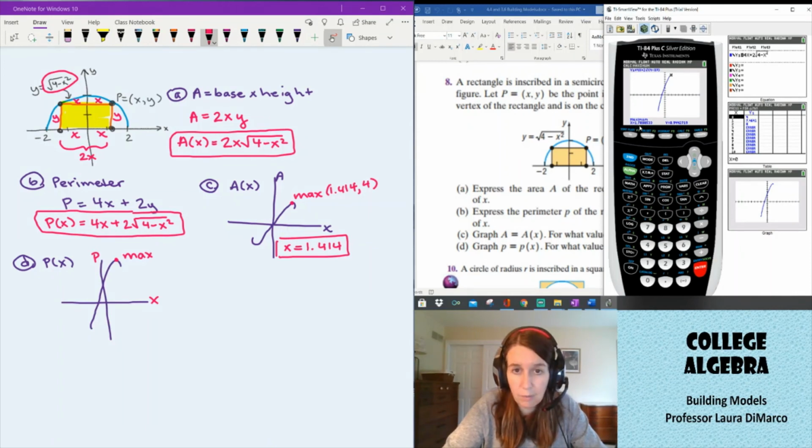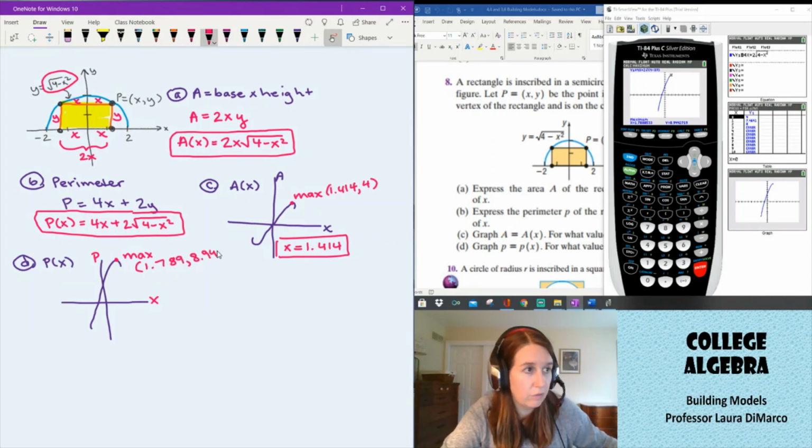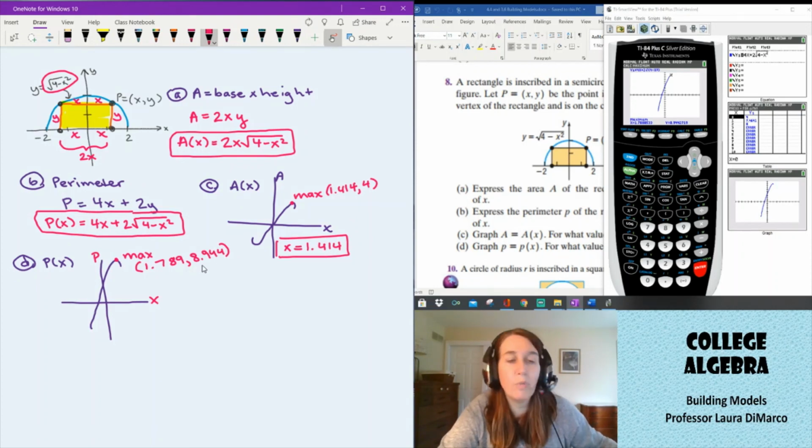So yeah, the maximum is at 1.789. So not right at the end, right? So this point would be 1.789, 8.944. So the largest perimeter you can have is 8.944, and that occurs at x equals 1.789. All right.